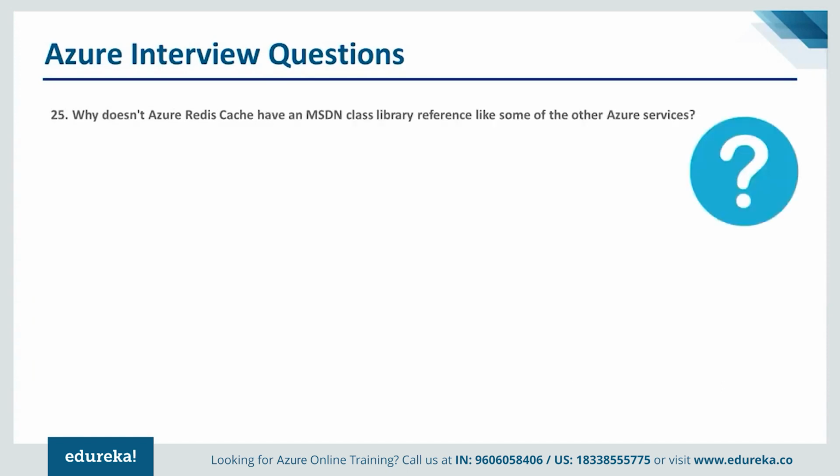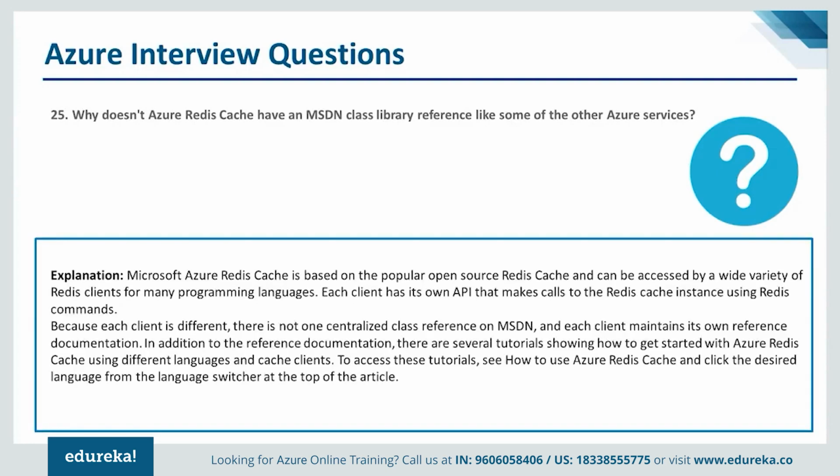Okay. Another question we talk about is, why does not Microsoft Redis Cache have an MSDN class library reference like some of the other Azure services? Now, of course, this is open source, one very important thing. My Microsoft Redis Cache is based on the popular open source Redis Cache and can be accessed by a wide range of Redis clients. And that is the reason we cannot just go ahead and put it into MSDN. So simple enough, just remember that. Because each client is different, there is not one centralized class reference on MSDN. So we cannot just restrict it, maybe you can say, right? So this is the reason we do not have any MSDN class library for my Redis cache.